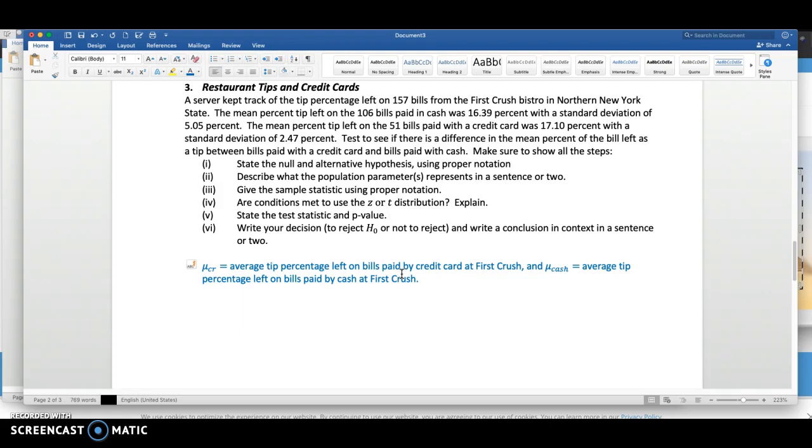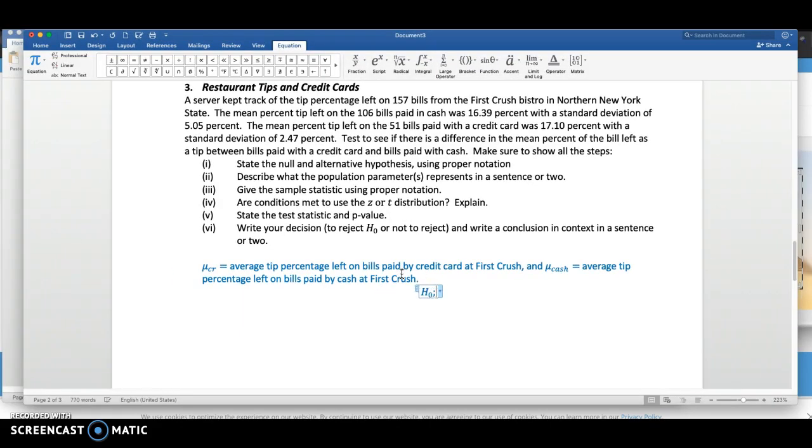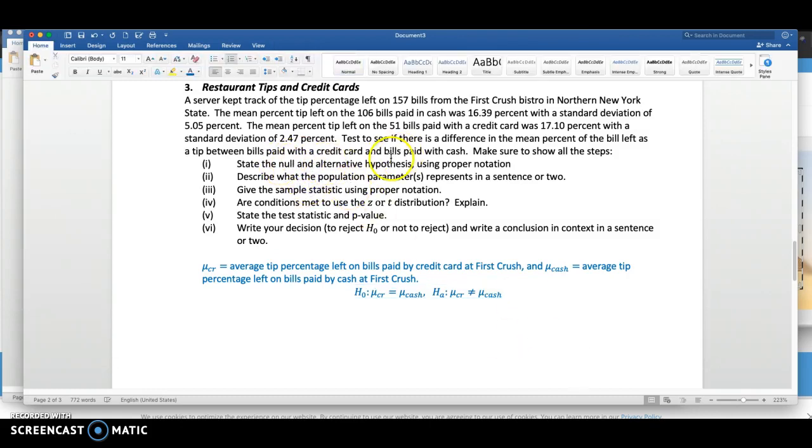And now for the hypotheses. The null hypothesis is that these two population means are equal to each other. And for the alternative, we want to just check to see if there's a difference in the mean. So mu sub credit card is not equal to mu sub cash. So that's stating the null and alternative hypotheses and describing what they mean. Either order's fine, as long as you include both descriptions.